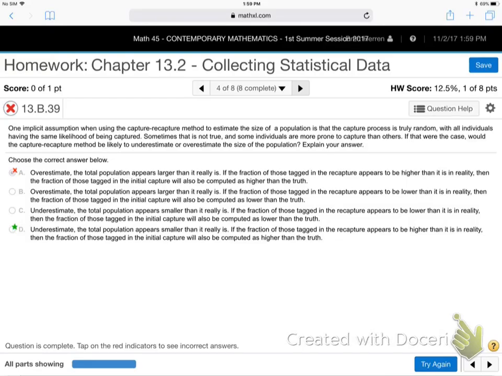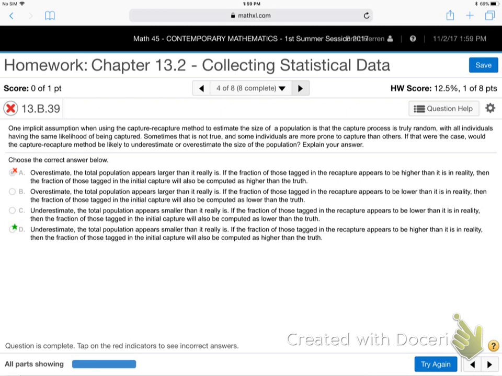It says one implicit assumption when using the capture method to estimate the size of population is that the capture process is truly random, with all individuals having the same likelihood of being captured. Sometimes that's not true, and some individuals are more prone to capture than others. If that were the case, would the capture-recapture method be likely to underestimate or overestimate the size of the population? Explain your answer. Well, you can see I've got the right answer on there. But what they're saying is, think about this. This is a valid criticism of this method. This method is not perfect. There's no perfect method here.